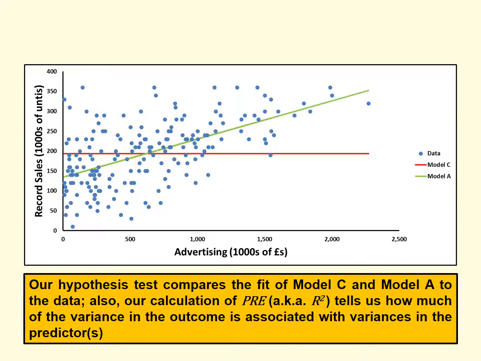Additionally, our calculation of proportional reduction of error, aka R squared, tells us how much of the variance in the outcome variable is associated with our predictor variable. When we go from our compact model to our augmented model, we add this one predictor variable. We allow advertising budget to have a non-zero slope, or equivalently a non-zero weight, and proportional reduction of error, or R squared, tells us essentially how much of the variance in that outcome variable, record sales, is then associated with that one predictor variable that we've added.